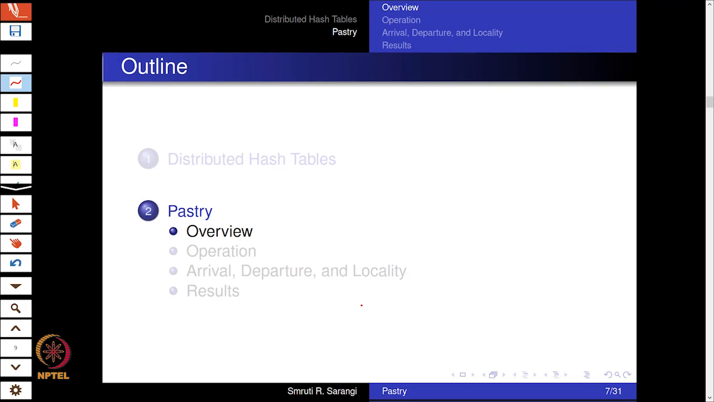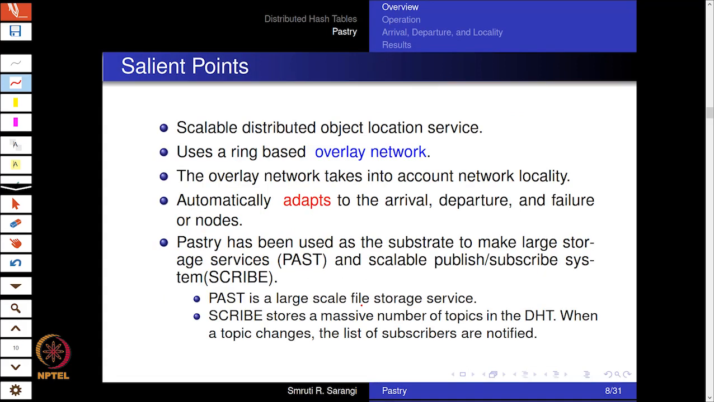A brief overview of Pastry. So Pastry is a scalable distributed object location service where pretty much we store objects in a key value format in a DHT. We use a ring-based overlay network, which means that an overlay is a network over a network. It's a virtual network. And regardless of where the servers are physically, we just assume they are logically arranged as a ring. This network does take into account locality, in the sense that some amount of locality between the nodes is taken care of. We will see how. Right, so the locality means a physical proximity. Some of it is taken care of, but it is important to understand how.